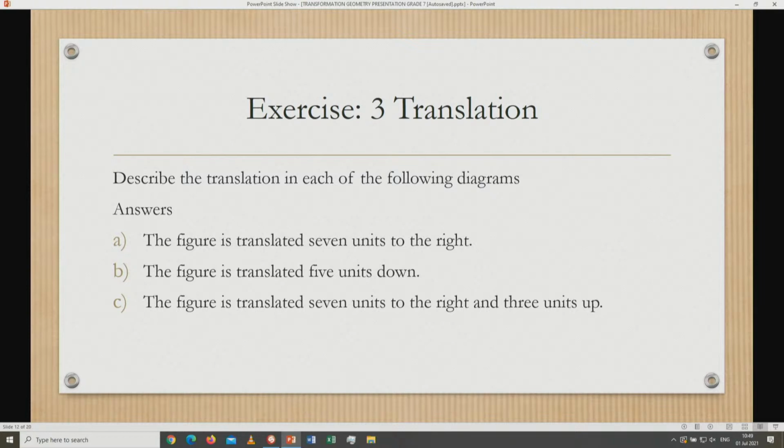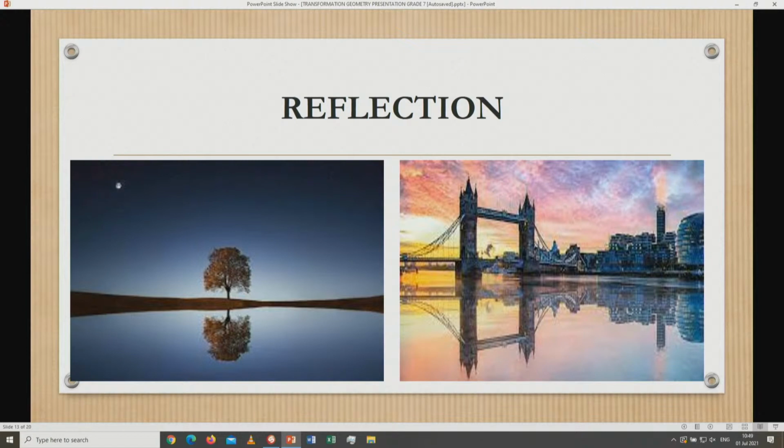Right. Let us now focus on reflection. Guys, I've provided you with those pictures there before we can do anything, so that we can have a picture in our minds. What are we talking about when we talk about reflection? Reflection, in most cases, is explained with the example of a mirror image. When you look at yourself in the mirror, you would see who you are, facing yourself in the mirror.